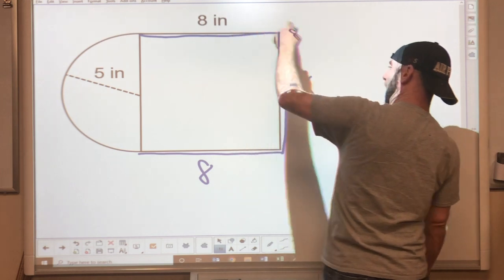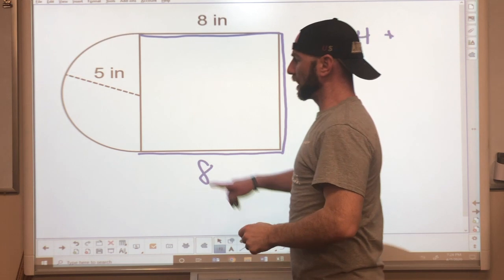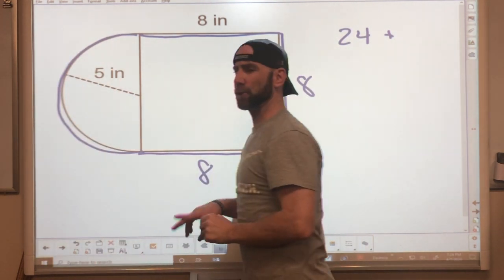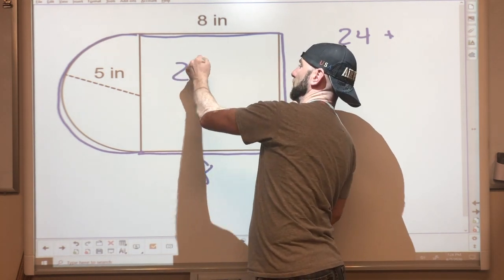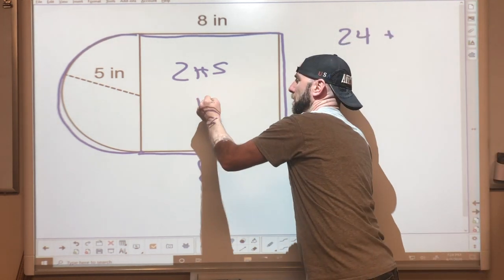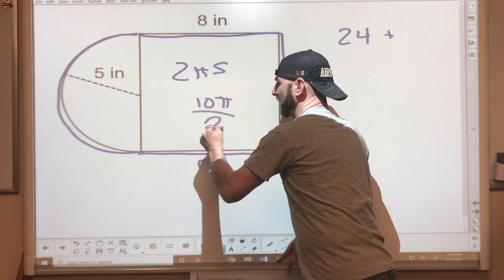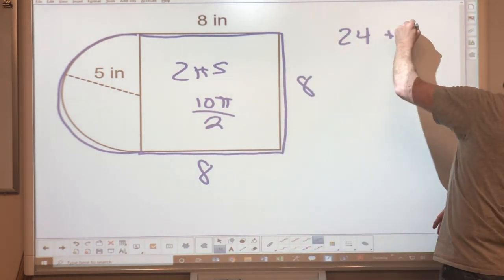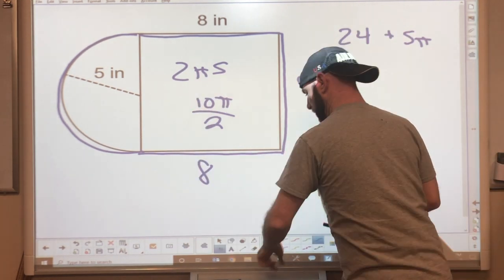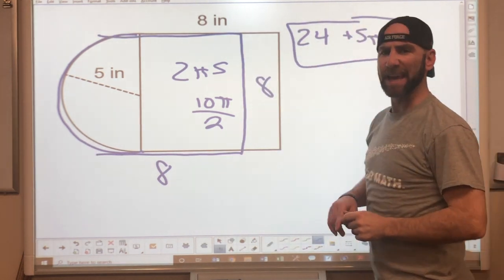So we have 24 inches so far, but we have to add the length of this semicircle right there. So again, 2 pi r, 2 times pi times 5, which is 10 pi. But since it's a half circle, divide that by 2, which gives us 5 pi. So 5 pi, and then the units are inches. So our answer is 24 plus 5 pi inches.